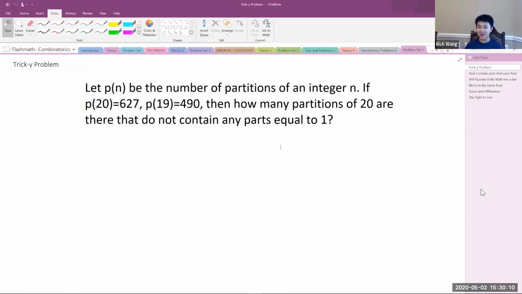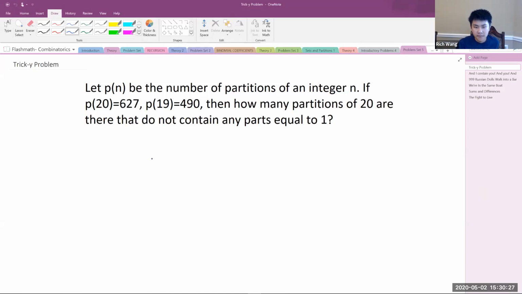Yeah, writing out every single partition is very painful, especially when there are 627 of them and 490 of them. So yeah. Anyways, now that we're all done, hopefully thinking about the problem, I'm going to quickly explain the solution.